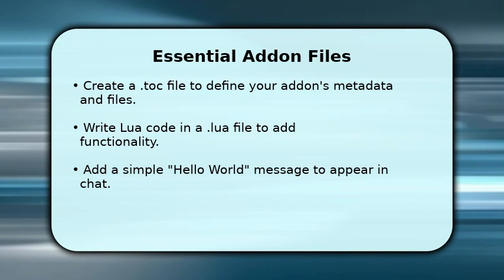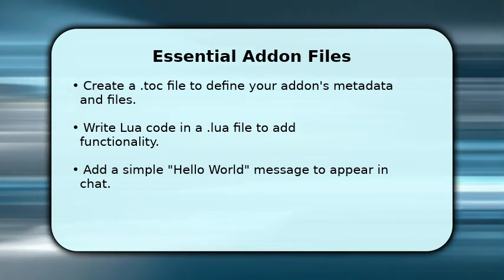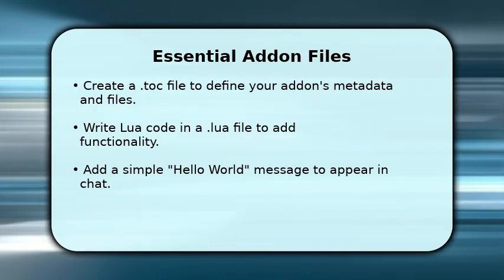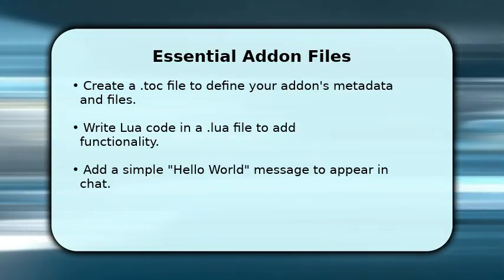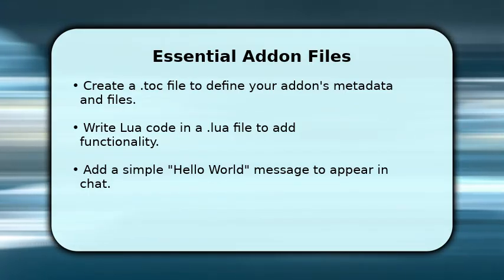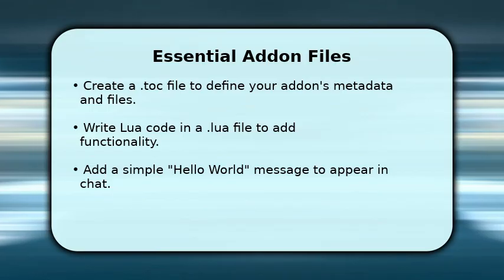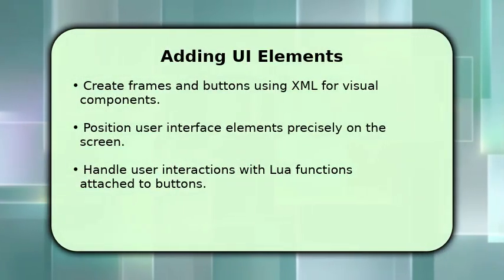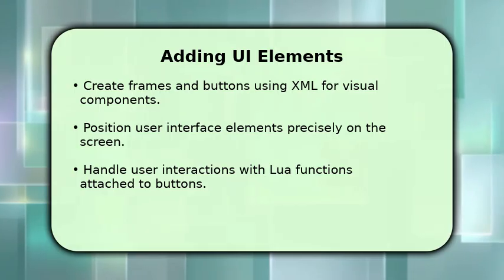Next, you will create the core files for your add-on. Every add-on needs a talk file, which acts as a table of contents, telling the game about your add-on and its associated files. Then, create a Lua file where you will write the actual code. For a simple start, add a line of Lua code to print a Hello World message directly into your in-game chat window. To make your add-on interactive, you can add user interface elements.